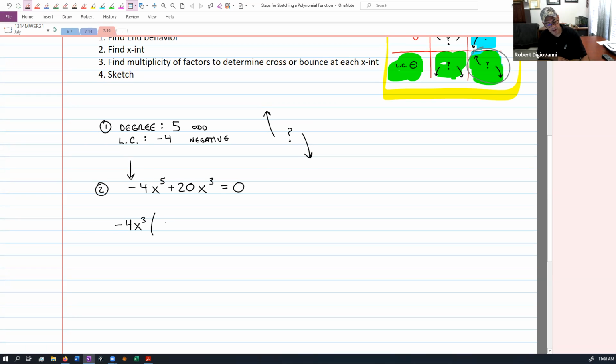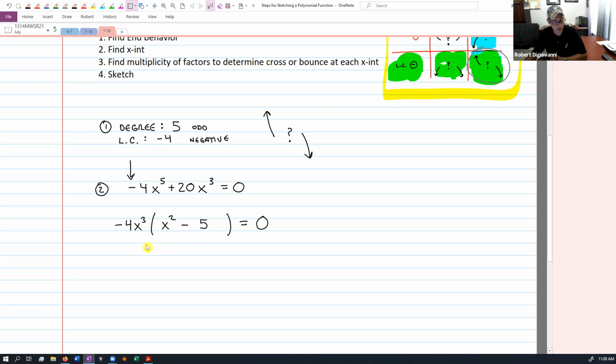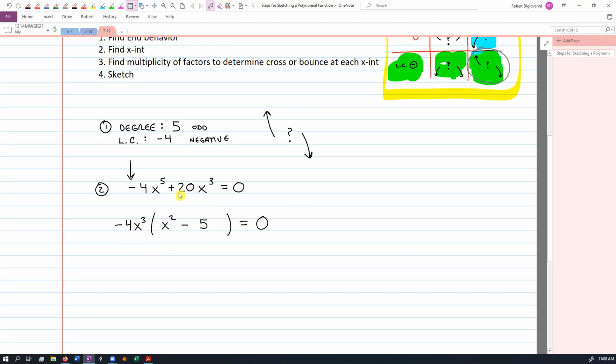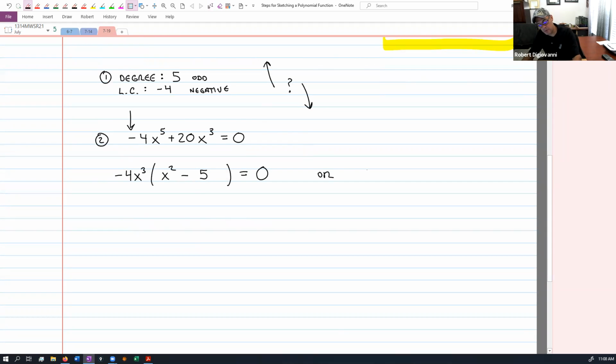The reason I'm doing -4 is because I want to make the first number a positive number. So pull that out. Someone want to tell me what I'm left with when I pull out a -4x cubed? What would still be here? Is it x squared plus 5? X squared minus 5, because you need the negative to distribute through and get you a positive 20, right? Oh, okay. Yeah. If you wanted to, you could have pulled out a 4x cubed, and then you'd be left with -x squared plus 5 equals 0. Both of those would work.